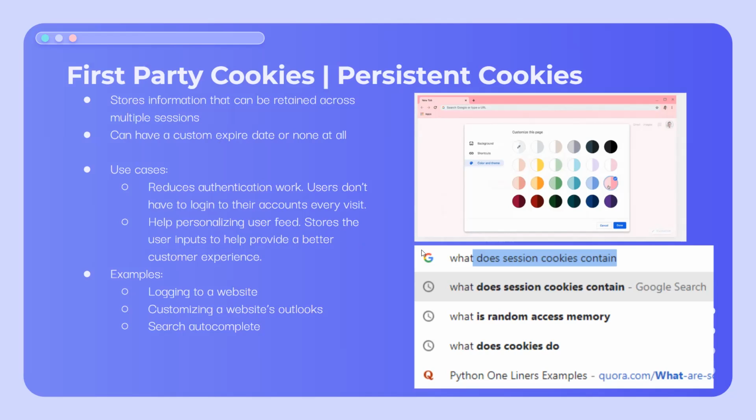And there are some examples. Logging into a website: if you have an account, every time you log into the website, you're automatically logged in without having to log in again the second time. And you can also customize the website or have search autocomplete.